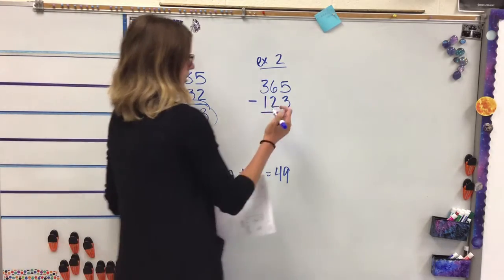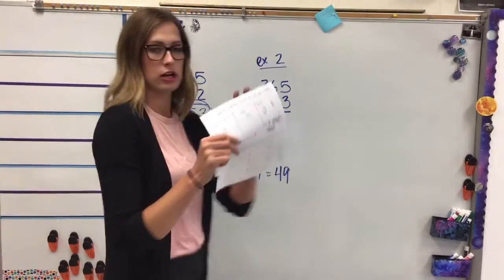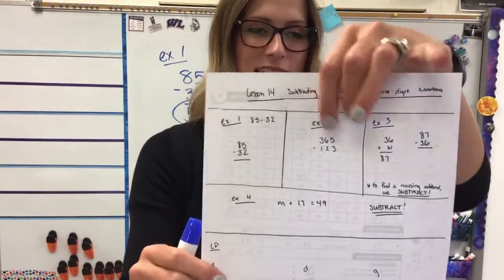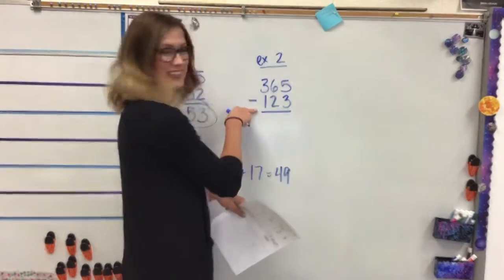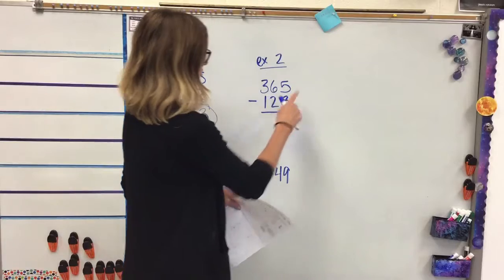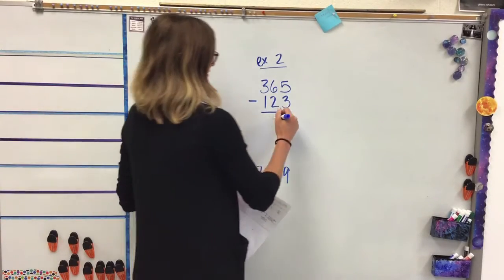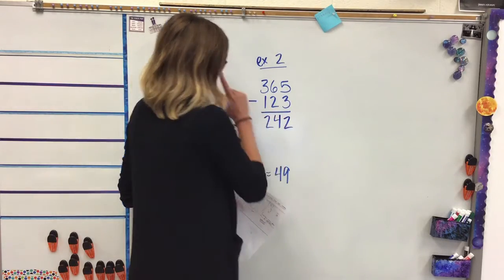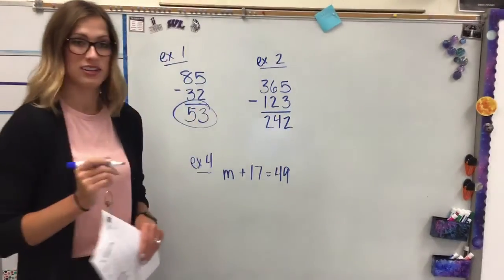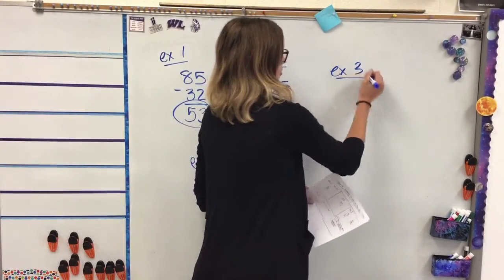365 minus 123. In your sheet, I do not have a line underneath that problem. Make sure you add that in, just like I have here. All right? Then go 5 minus 3 is 2. 6 minus 2 is 4. 3 minus 1 is 2. So we get 242.